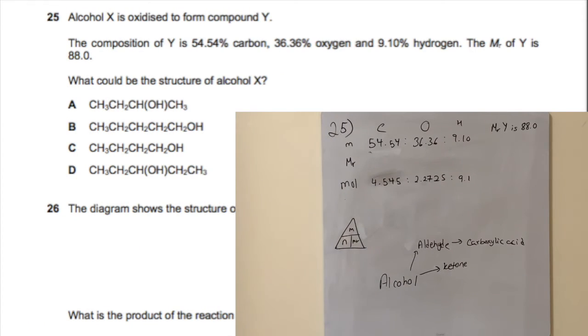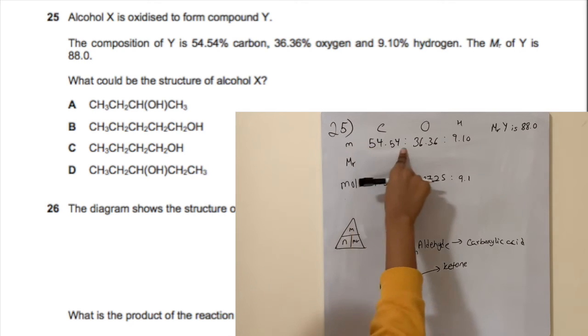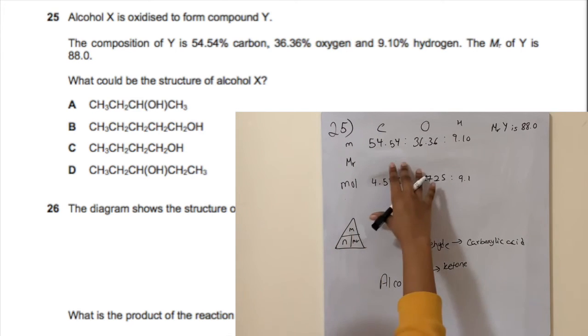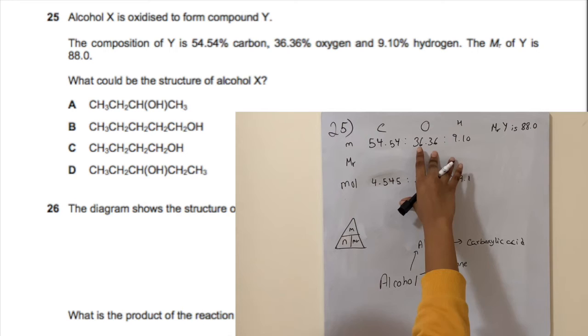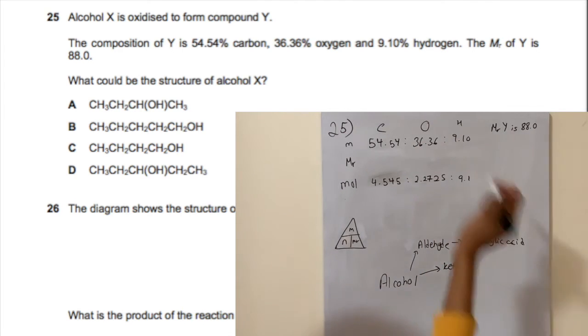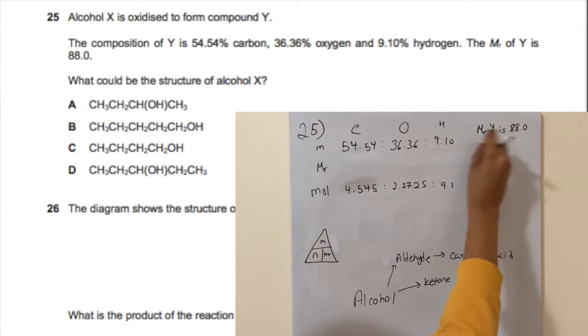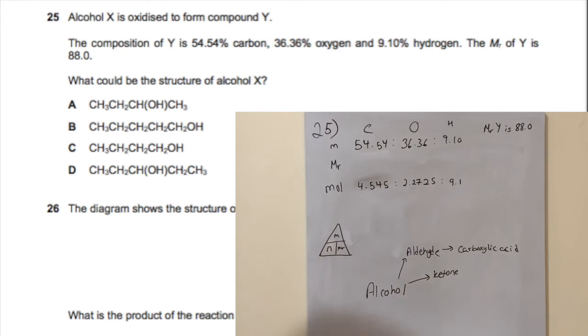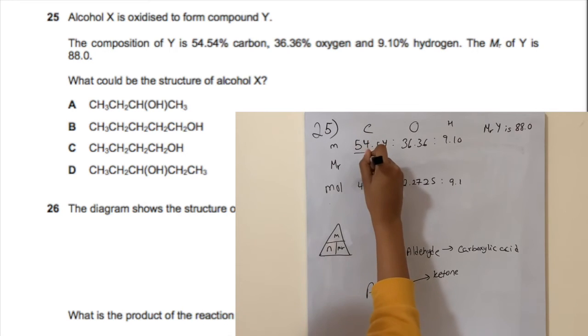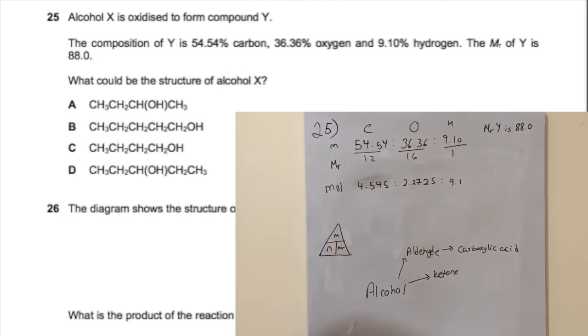So in this question, they told us that alcohol X is oxidized to form compound Y, and this is the composition of compound Y: 54.54% carbon, 36.36% oxygen, and 9.10% hydrogen. And if you add it all up, it gives you 100%. So you can just change that percent into grams, and there you go, that's the mass. Now we're going to divide it by the molar mass. So carbon, you're going to divide by 12, oxygen by 16, and hydrogen by 1. You'll end up with this.